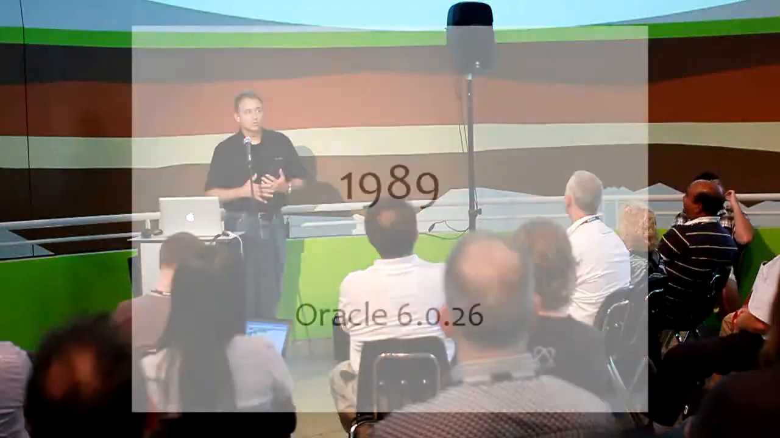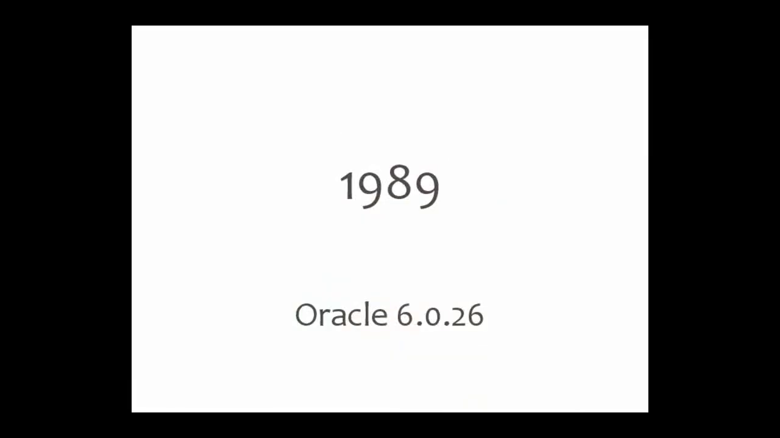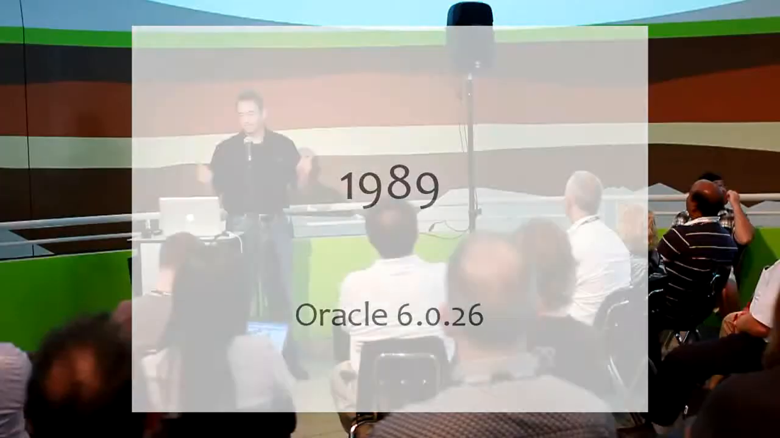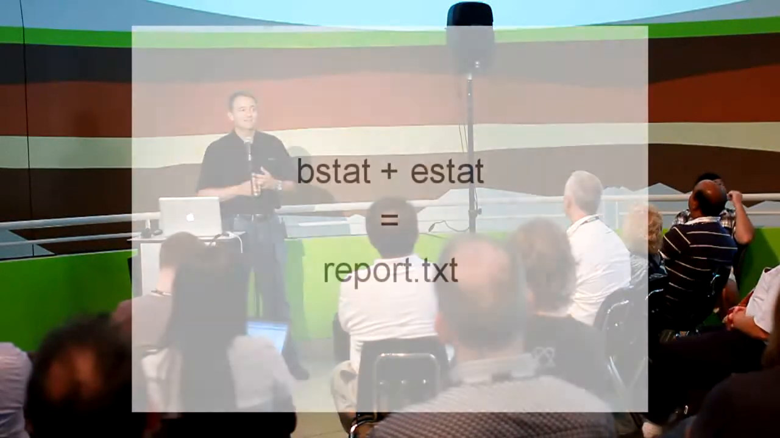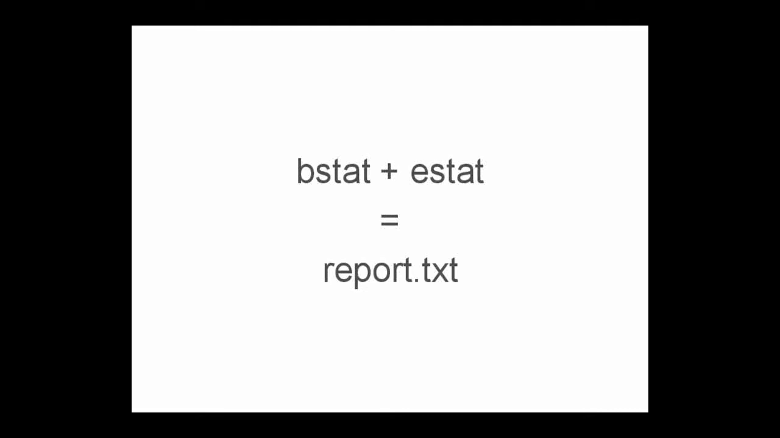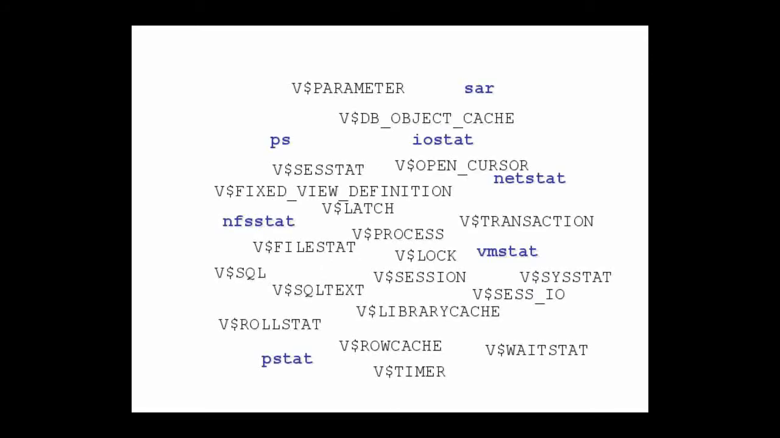In the beginning, and for me that was 1989, it was Oracle 6026, and this is what tuning was. Tuning was bstat, and then a few minutes later, or half an hour later, or an hour later, you run estat, and you get this file called report.txt. And then there are all these other things that you'd look at too. There's tons of them. There's operating system stuff, there's $V stuff, there's X stuff if you're courageous and good. But there was a lot of stuff there.